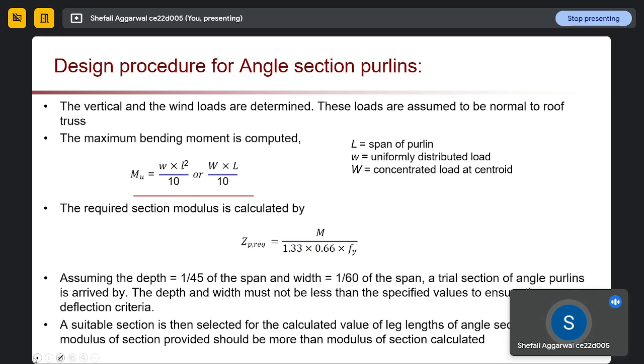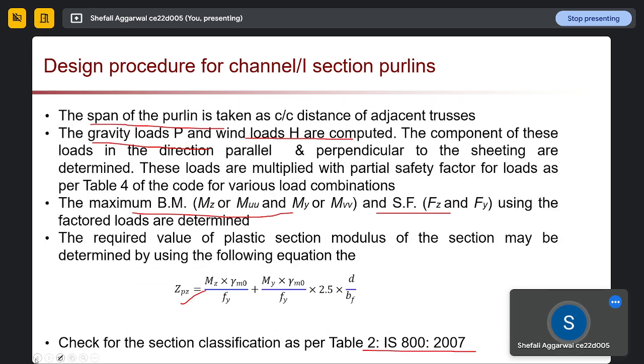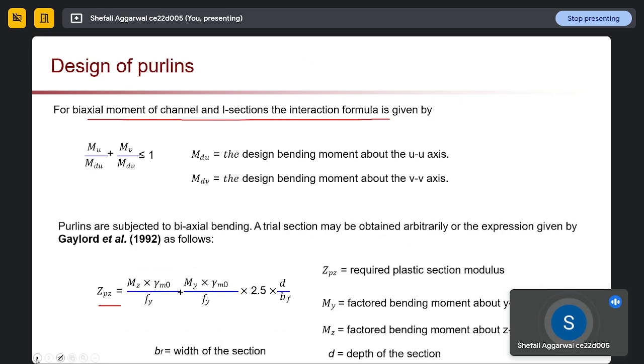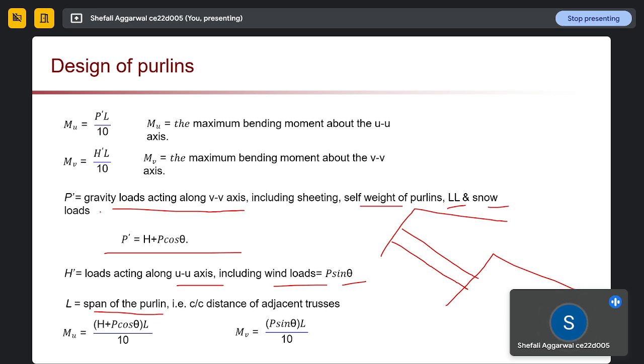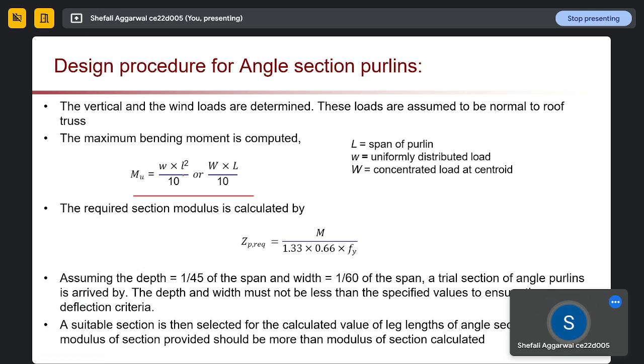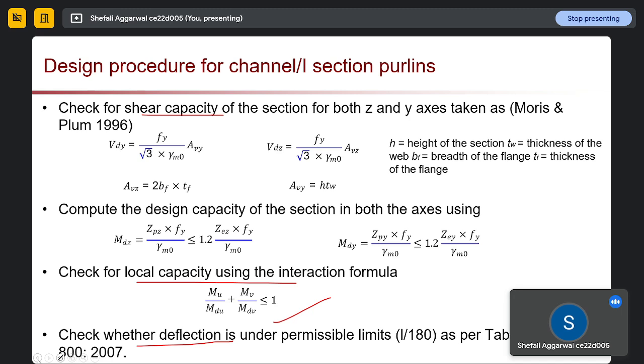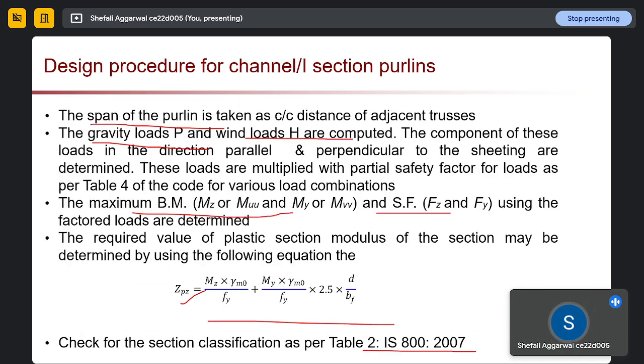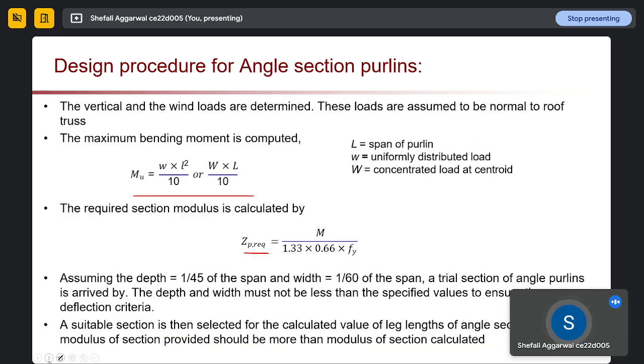If we see the I section or channel section, our Mu is calculated as this formula, PL by 10 or HL by 10, where it is H plus P cos theta, L by 10. In case of an angle section, our Mu is given by wL square by 10. And same way, then we will calculate our section modulus. And this formula is also different than the formula we are using for our channel section. So this is the formula we are using for our channel or I section. And this is the formula we are using for our angle section.